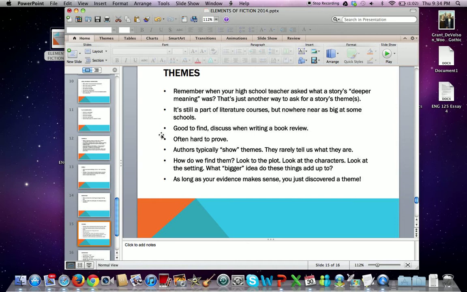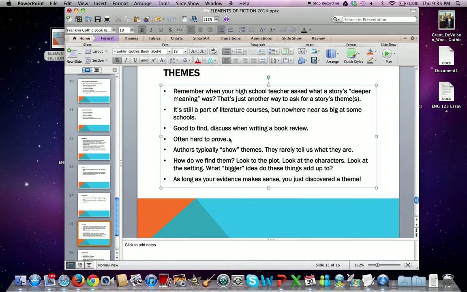So how do characters reveal theme? How does setting reveal theme? How is the narrator revealing theme? How are symbols or similes and metaphors establishing a theme? So there's different ways to find it. These are good to find and discuss when writing, say, a book review. If you were to go write for the New York Times, you would certainly want to know the themes of a book that you're reviewing for that newspaper.